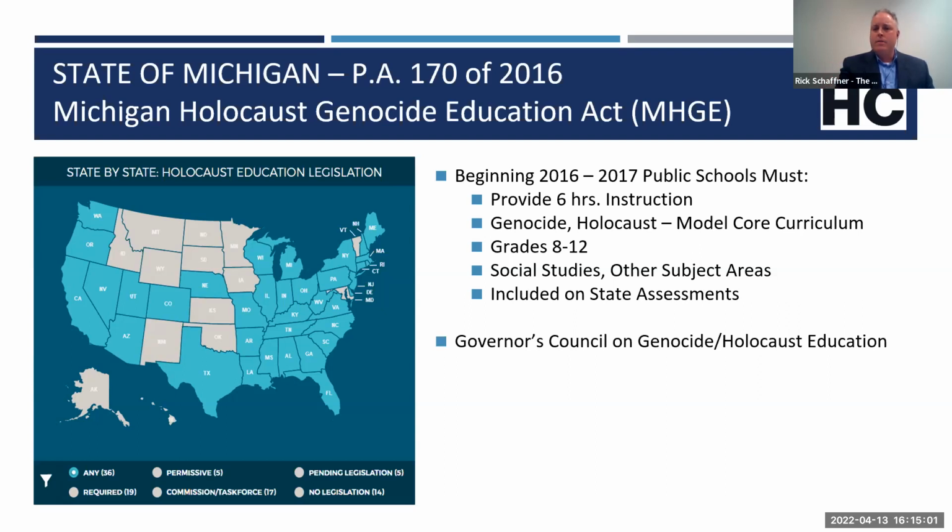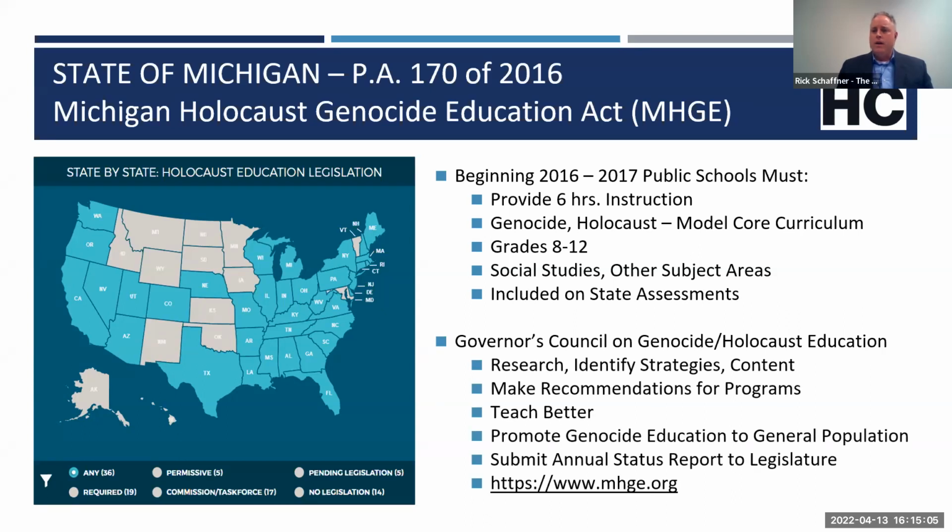But it also established the Governor's Council on Genocide and Holocaust Education, which was really charged with researching strategies and content, making some suggested recommendations, really just to get us all to teach a bit better in this area. We know that when you get trained as a social studies teacher in college, you learn all of it. And so to be an expert in every single thing is not always that simple.